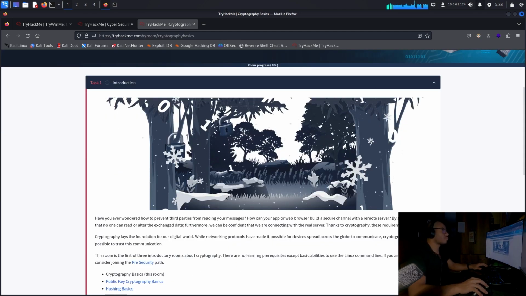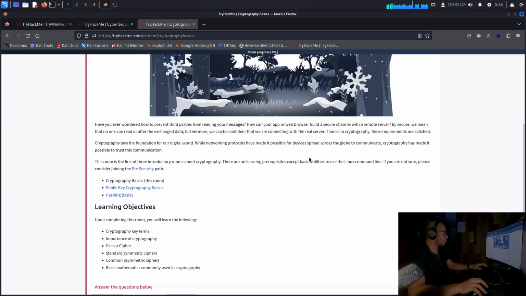Introduction. Have you ever wondered how to prevent third parties from reading your messages? How can your app or web browser build a secure channel with a remote server? By secure, we mean that no one can read or alter the exchanged data. Furthermore, we can be confident that we are connecting with the real server. Thanks to cryptography, these requirements are satisfied.